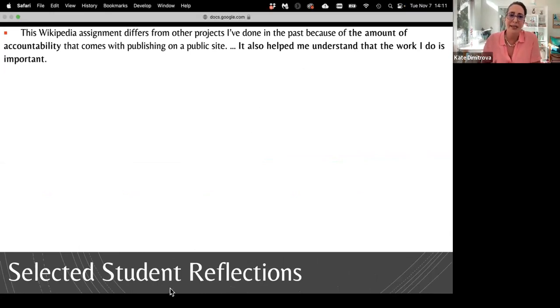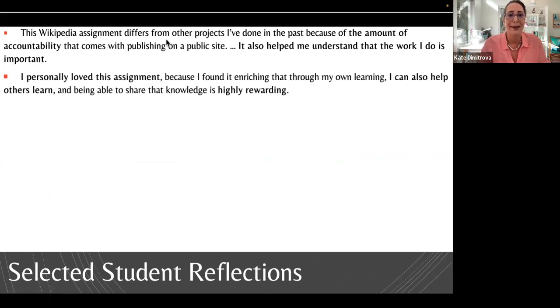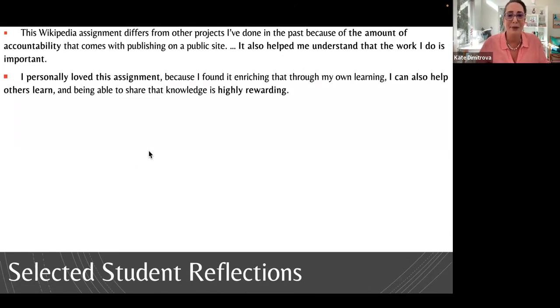Here we go. This Wikipedia assignment differs from other projects I've done in the past because of the amount of accountability that comes with publishing on a public site. It also helped me understand that the work I do is important. I personally love this assignment because I found it enriching that through my own learning, I can also help others learn, and being able to share that knowledge is highly rewarding.